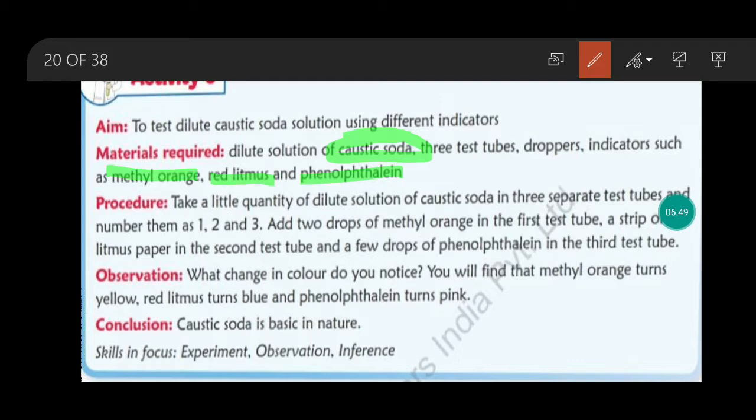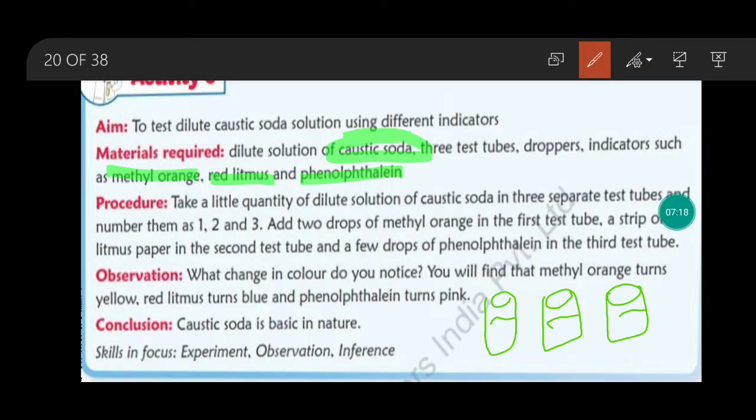Now take a little quantity of dilute solution of caustic soda in 3 separate test tubes and number them 1 to 3. Add 2 drops of methyl orange in the first test tube, litmus paper in the second test tube, and a few drops of phenolphthalein in the third test tube. So let us understand this. We have taken 3 test tubes and the caustic soda solution, which we know is basic in nature.